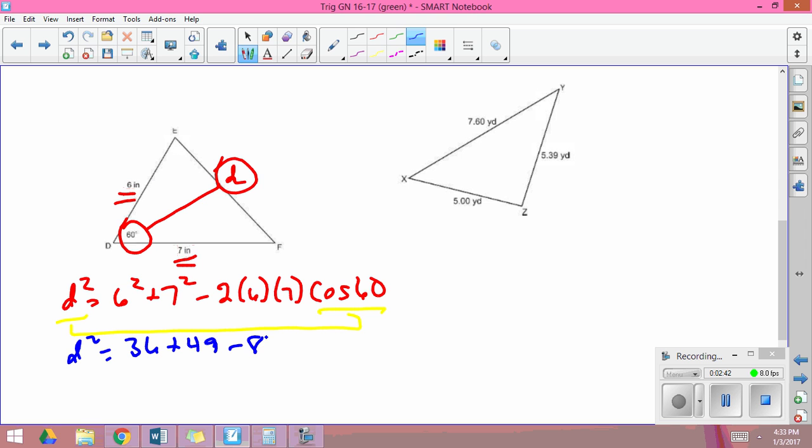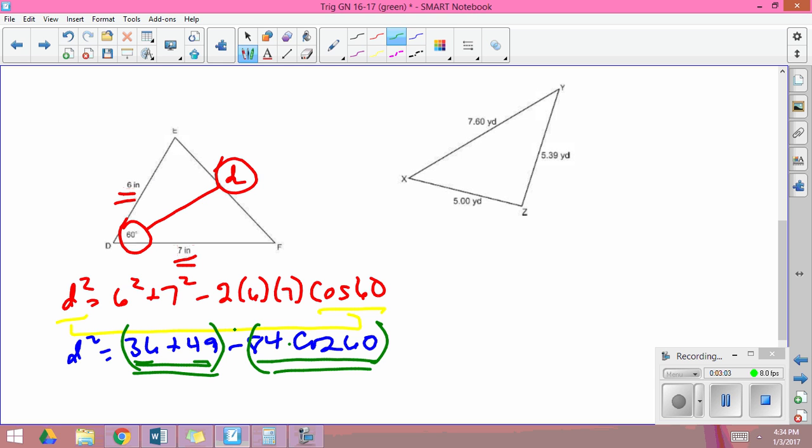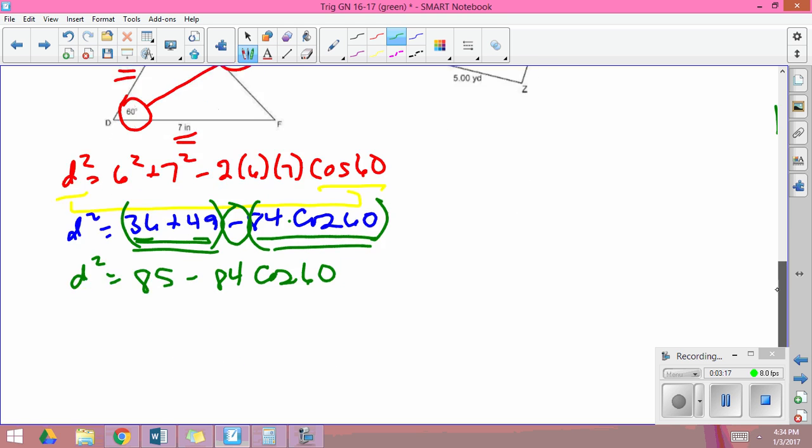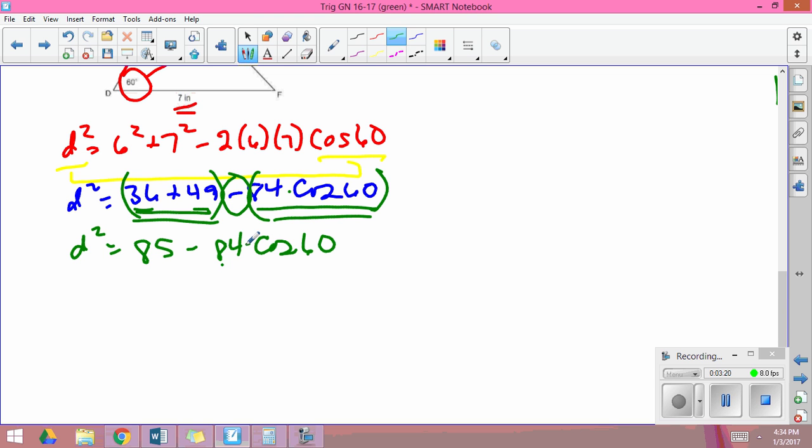minus 84 cosine 60. And this is where kids make a mistake and they try to put these three numbers together. But this one is being multiplied and you have to do multiplication before you can do addition or subtraction. So these have to go together, these have to go together, then you subtract them. And so what we have is d squared is equal to 85 minus 84 cosine 60. Again, kids will try to do the subtraction, but remember this operation, PEMDAS, you have to multiply first.